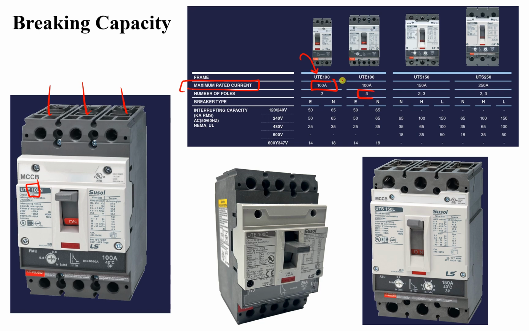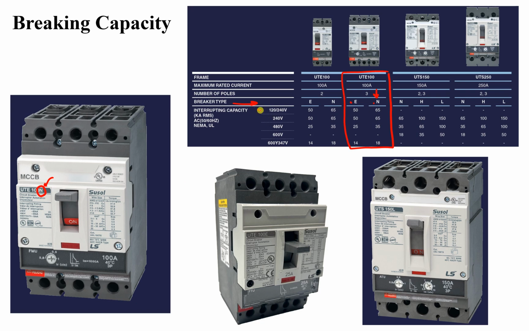These are exactly the same, except that this is for a 3-phase and this is for a single phase. So what I'm going to do is delete this and focus on this part only. Now the next step, the breaker type, is it E or N? This letter here, N. So it means I'm going to look at this column here.